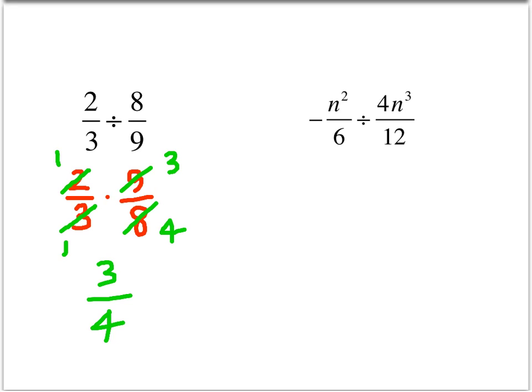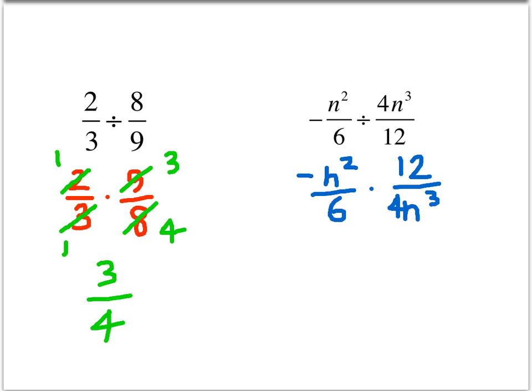But now let's try doing it with actual polynomials and variables included. So look at this next example. Now notice the first fraction doesn't change at all. That stays as negative n squared over 6. But then I multiply by that reciprocal, which in this case will be 12 over 4n cubed. And now I see if I can do any reducing once again.